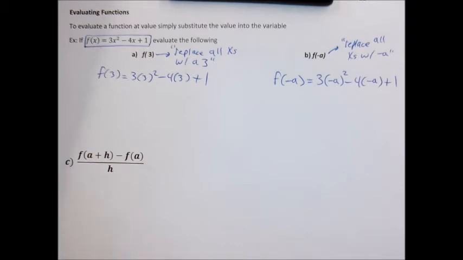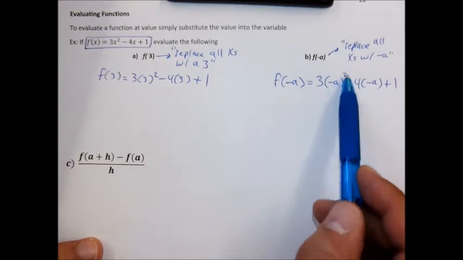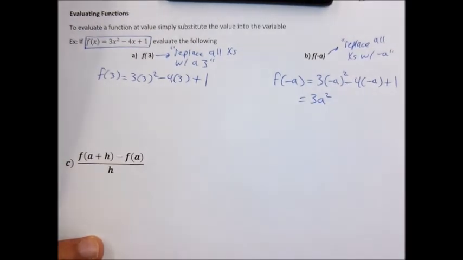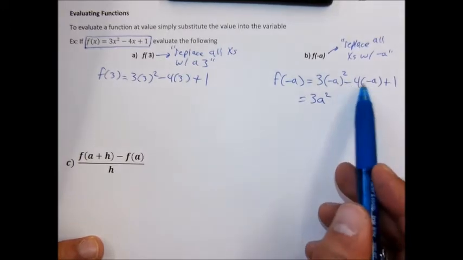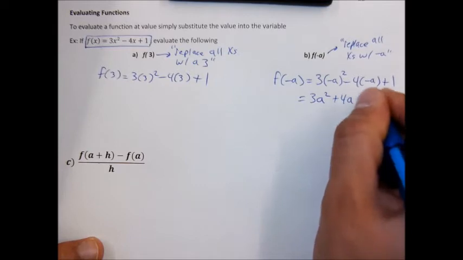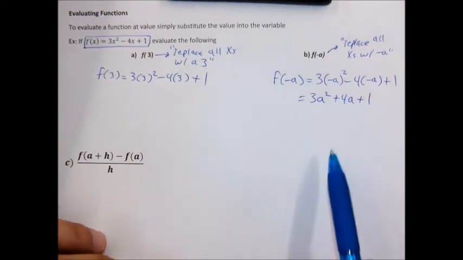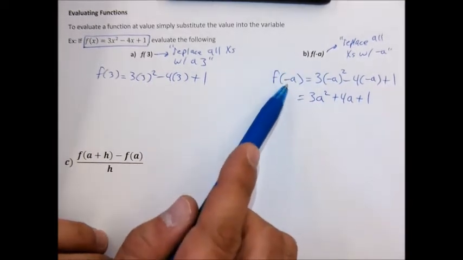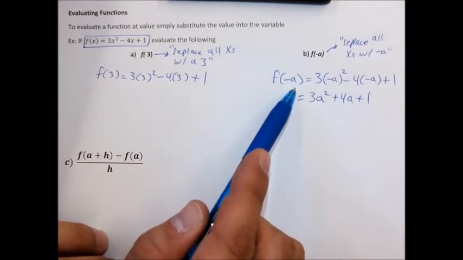Is that okay? And we can work with it too, right? So we can square the minus a. If we square the minus a, it becomes positive a squared. We can multiply the minus 4 and the minus a. That becomes a positive 4a. And that's all we can do, right? We can't do anything else. And we followed the instruction and we plugged in a minus a.